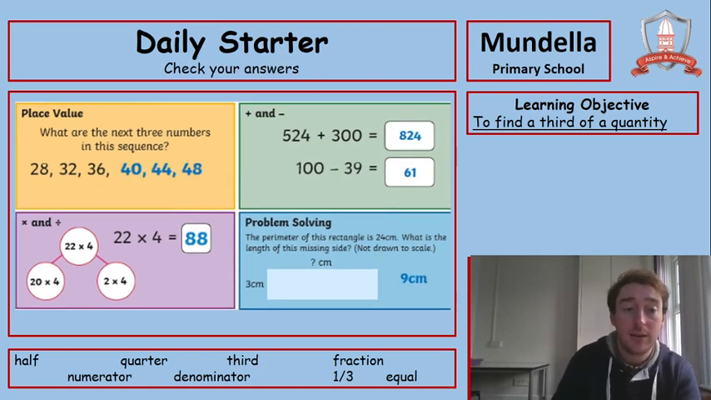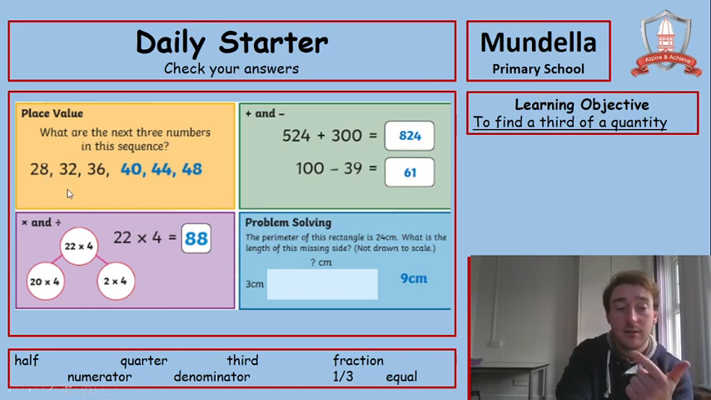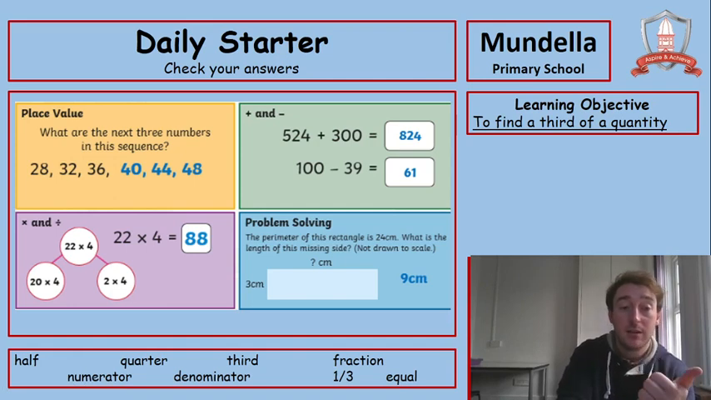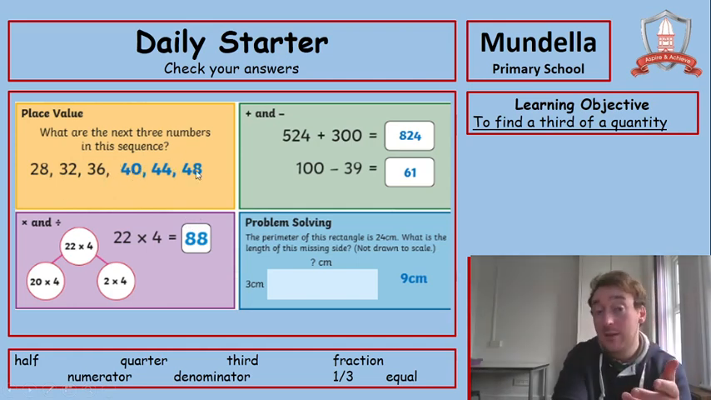Okay, so it says, what are the next 3 numbers in this sequence? Well, it looks like they're going up in 4s. So we've gone from 28, 29, 30, 31, 32. So that's a jump of 4. And 33, 34, 35, 36. That's a jump of 4. And then 4 on from that is 40, then 44, then 48.